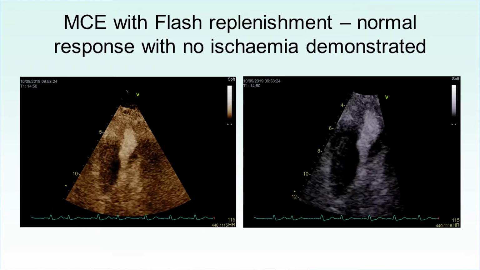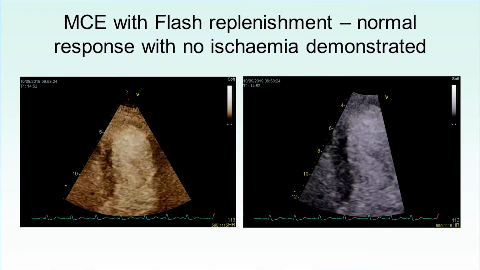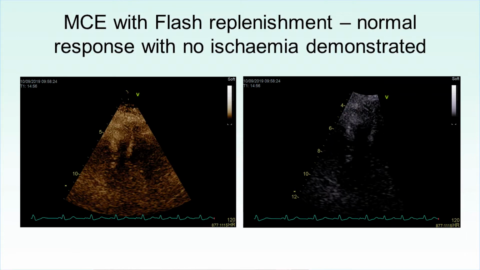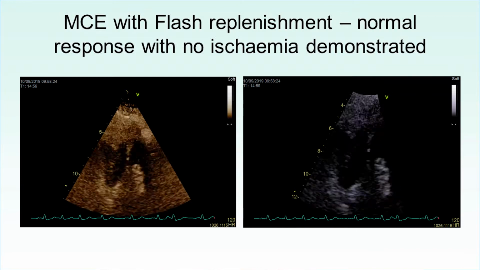So flash will occur in a moment. So this flash replenishment is a very useful tool for looking for ischemia. So it's probably more prominent on that image. So now we're going to go into the cases. So the first one is a nice straightforward case.